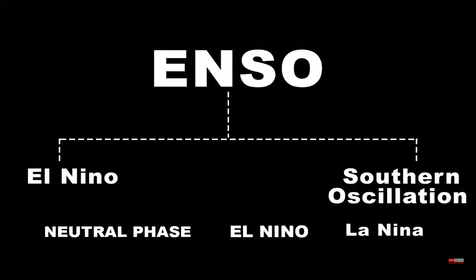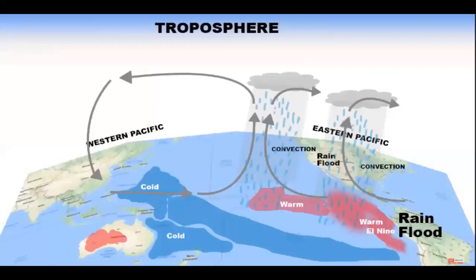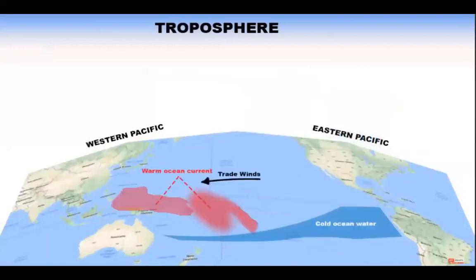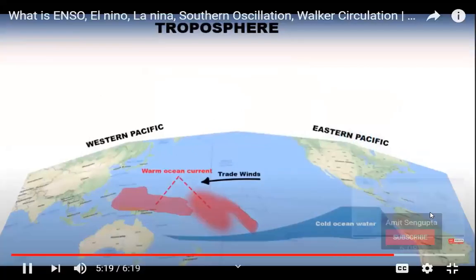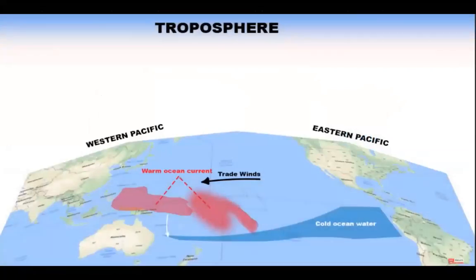This is similar to the neutral phase. In this phase, the trade winds are strong. Since trade winds blow from east to west, they push the warm ocean current from the eastern Pacific towards the western Pacific. Now imagine this. Cold water is dense and it settles down in the deep ocean. So that means the temperature of the ocean surface is warm.